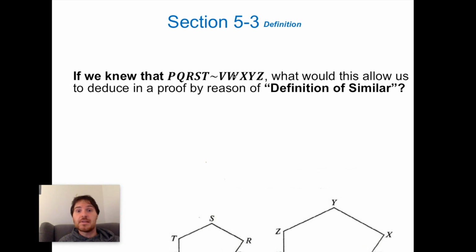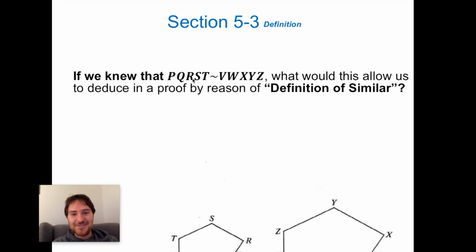If we knew that pentagon PQRST is similar to VWXYZ, what would this allow us to deduce in a proof by reason of definition of similar? Okay. So you just wrote the definition of similar down in your notebook, so I trust you did that, right? Corresponding angles congruent. Corresponding sides are in proportion, right? Little lol, you guys wrote it down. You're just like, move on, man, move on.